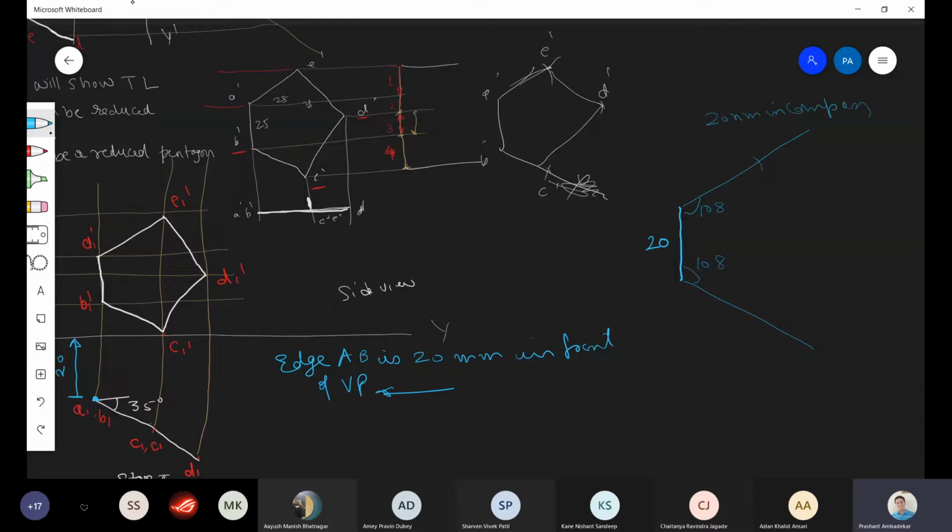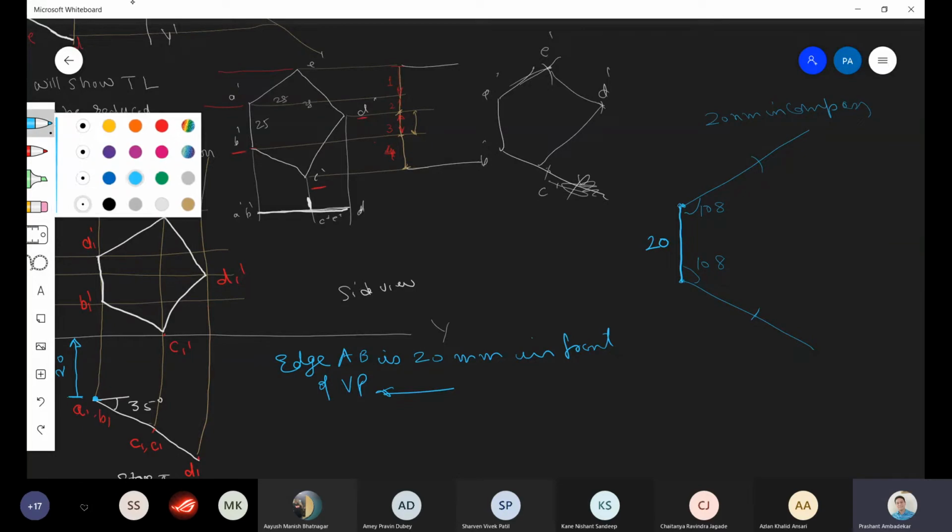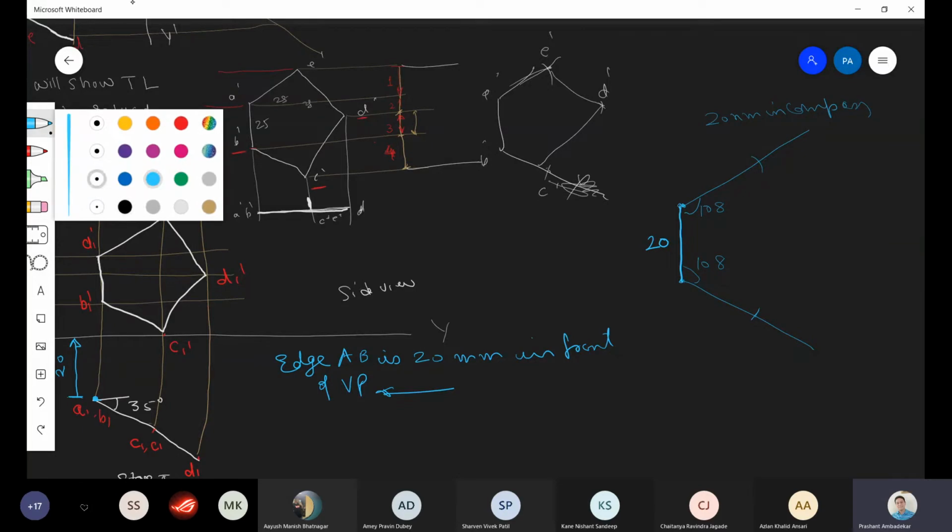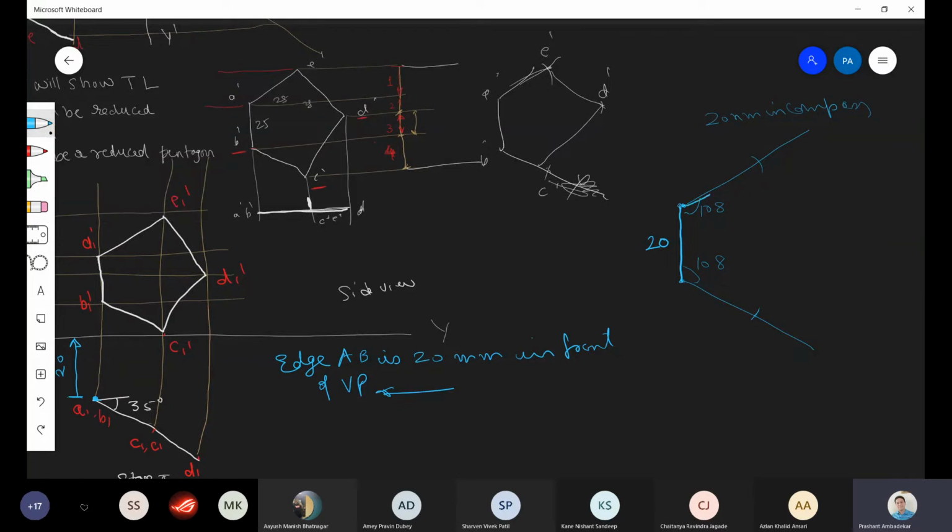Now take a distance equal to 20 mm in the compass and cut an arc here, with the center first here and then here. So you will get these two arcs like this. Once you get these two arcs, you can thicken this like this and like this. So you got three points.